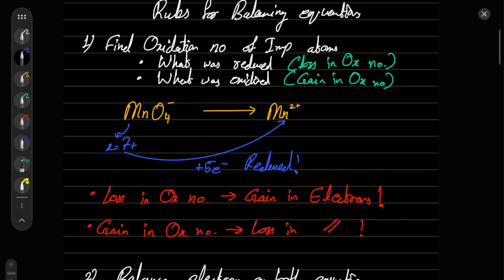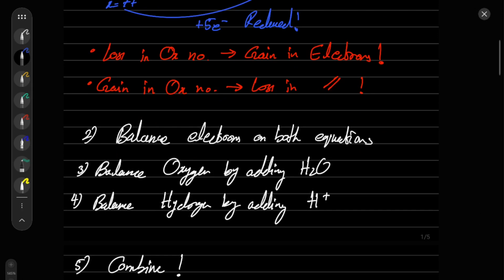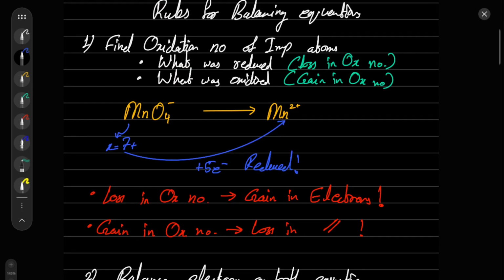All right. Now, the next step is for you to be able to balance the electrons on both equations. For example, I have 2 equations similar to this one. I have another equation, and one of them is being reduced, so the other one must be a reaction in which it was being oxidized.